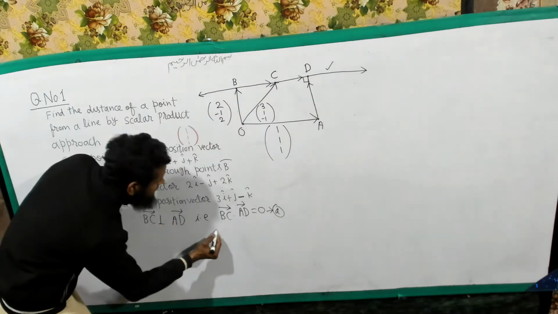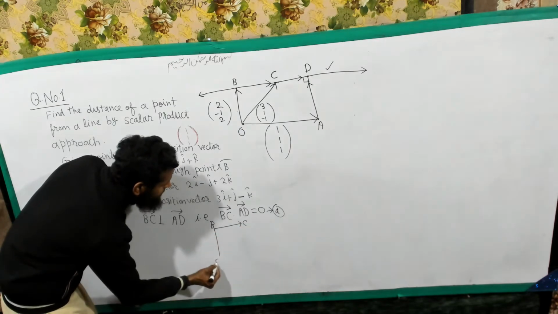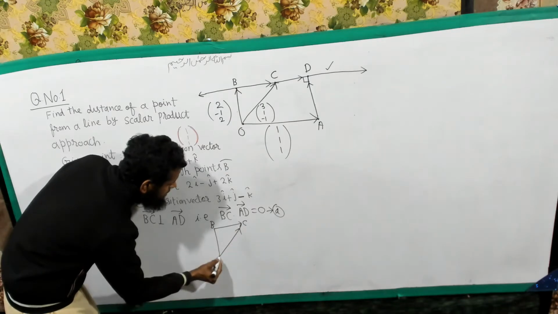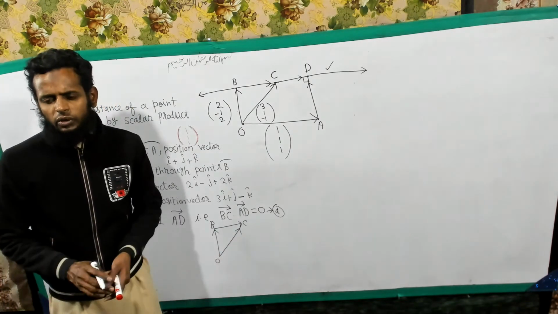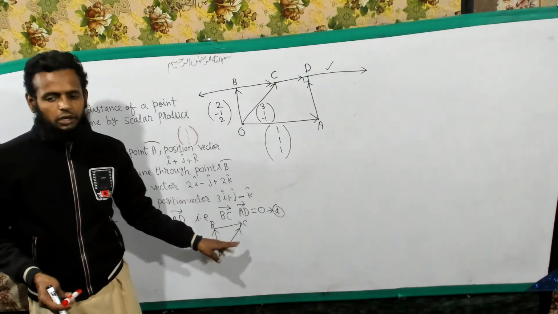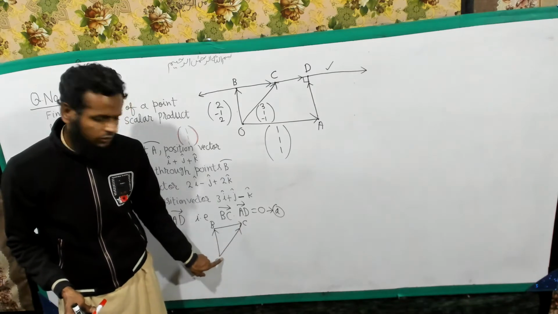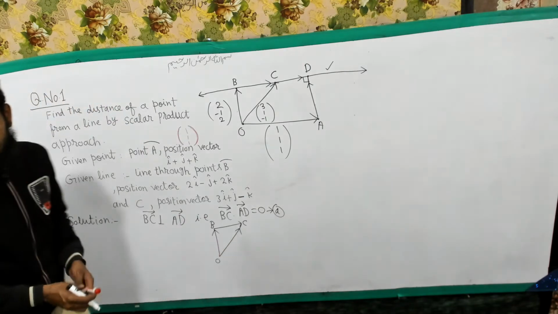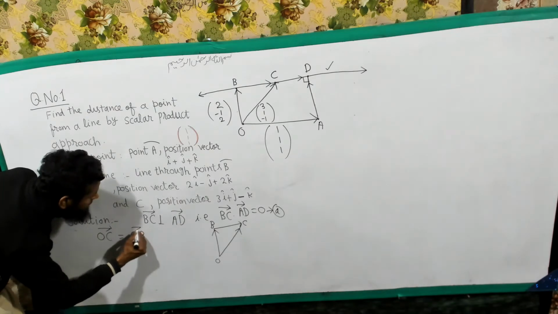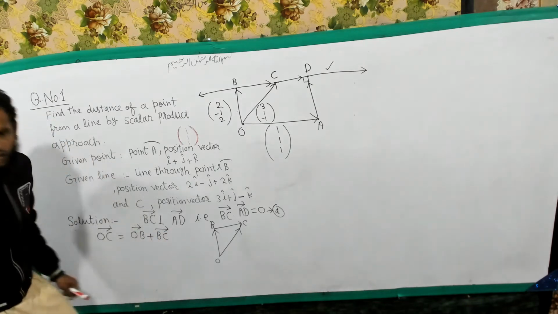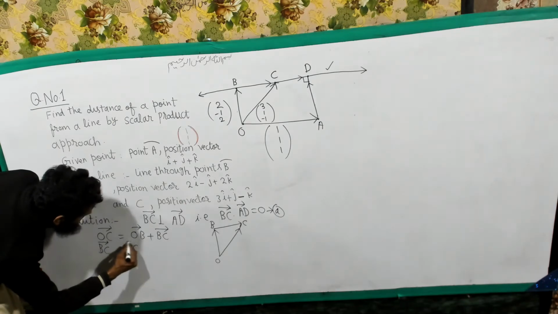We make a figure for BC separately: B, and here is C, and here is O. We have three vectors: OB, BC, and OC. We recognize which one is our resultant. Here head is meeting with head, and tail meeting with tail, so our OC is our resultant. By the head to tail rule we can write OC is equal to the sum of all other vectors, OB and BC. As our requirement is BC, we can write BC is equal to OC minus OB.